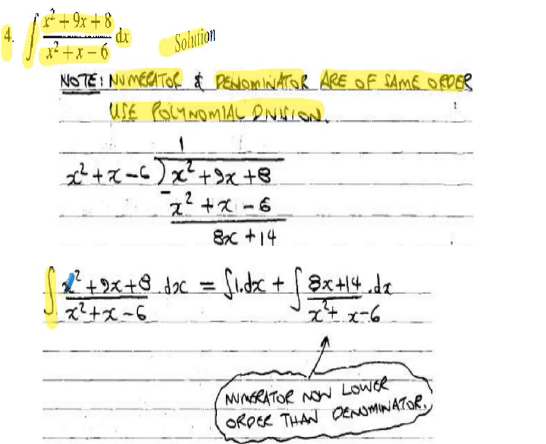So now we can write the original integral given in the question in terms of the integral of 1 dx, here's the 1 that we're using, plus the integral of the remainder shown here divided by the x squared plus x minus 6 with respect to x. What we can clearly see now is that the numerator is a lower order than the denominator. So we can undertake our partial fraction process. This is shown on the following slide.